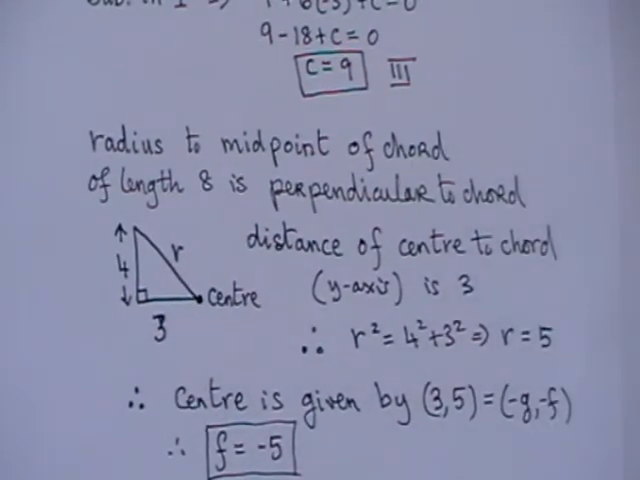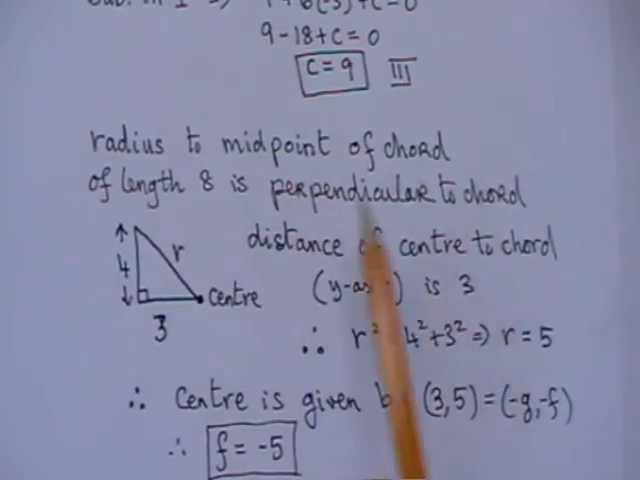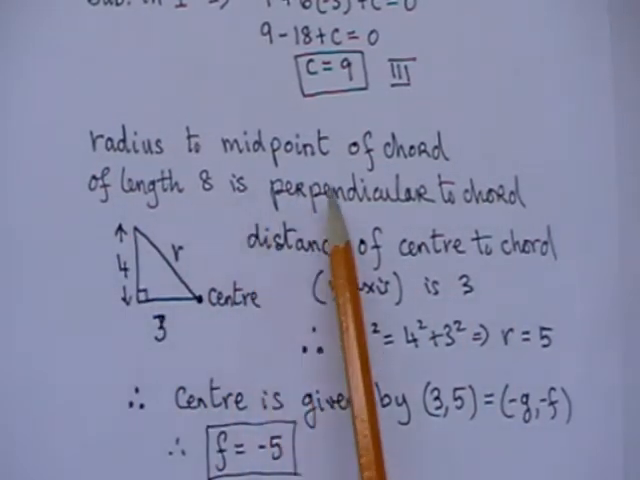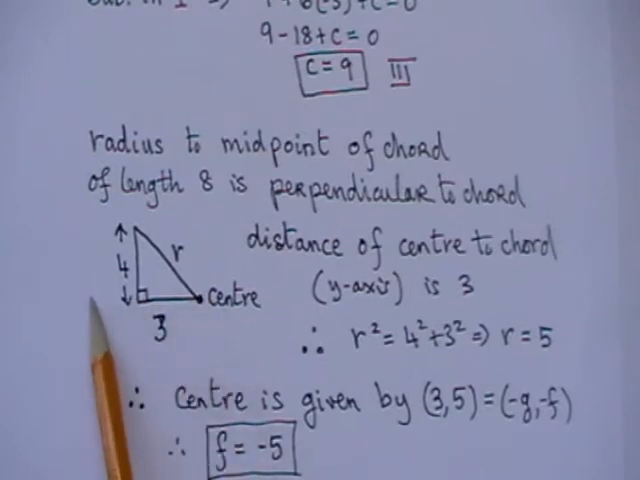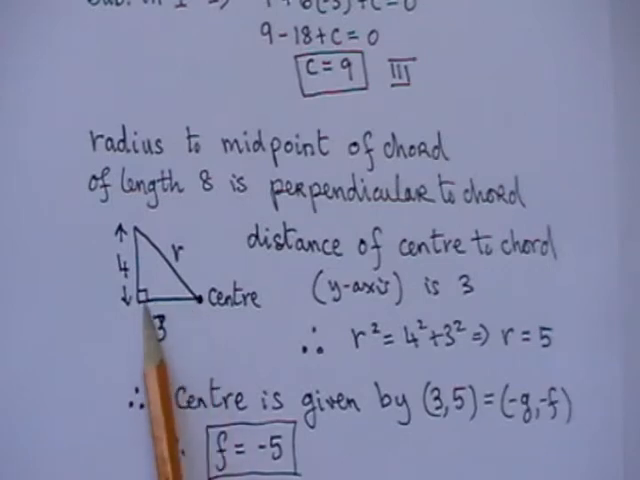Now, as we were saying above, the radius to the midpoint of that 8 unit chord is perpendicular to the chord. That's not all of the radius. There's the y-axis, there's the centre, so this is 3. If that's the midpoint of the chord, this is 4. Now this is the radius, and it's equal to 5. So the centre has to be given by (3, 5).